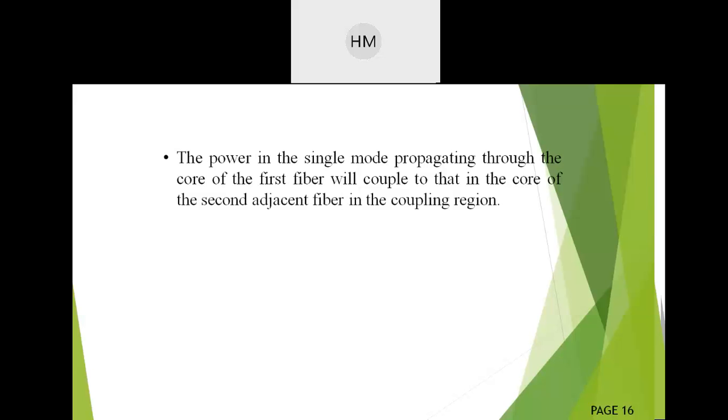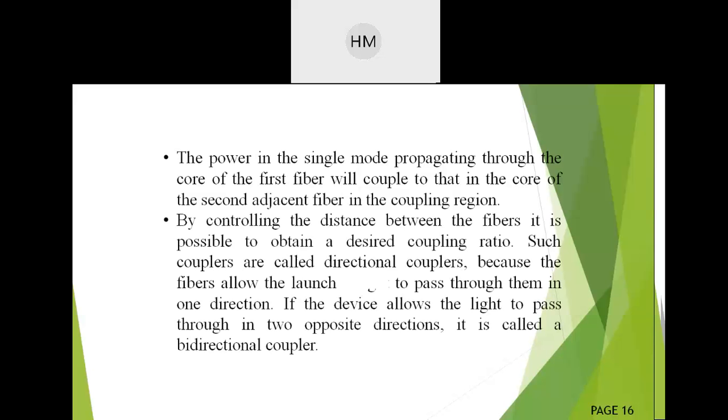So the power in the single mode propagation through the core of the first fiber will couple to that in the core of the second adjacent fiber in the coupling region. Okay students, by controlling the distance between the fibers, it is possible to obtain a desired coupling ratio. Such couplers are called directional couplers because the fibers allow the launched light to pass through them in one direction.